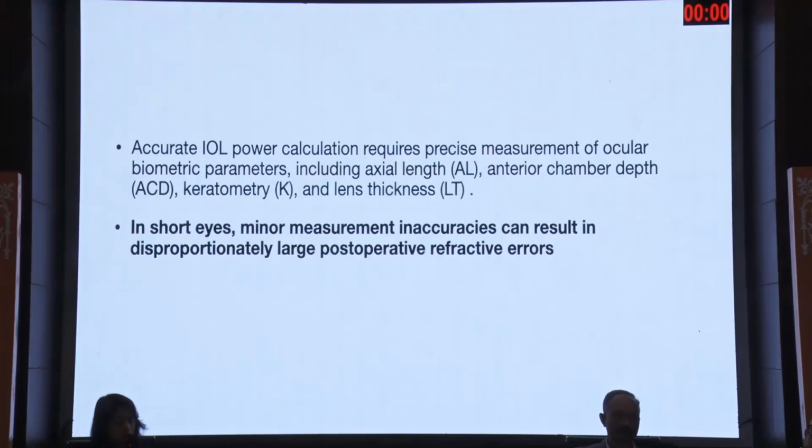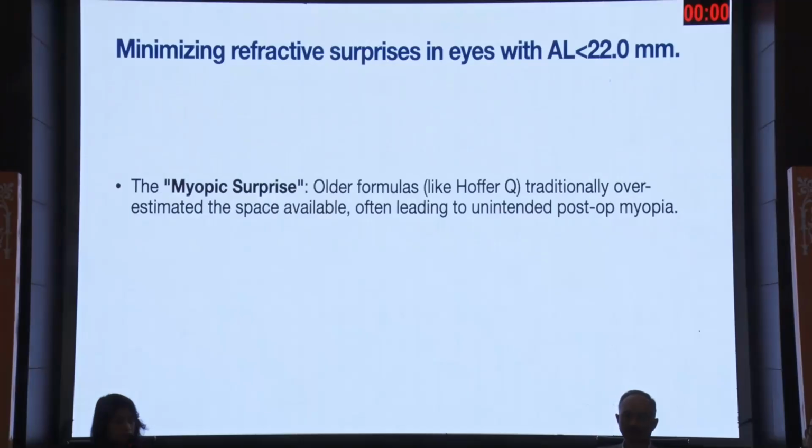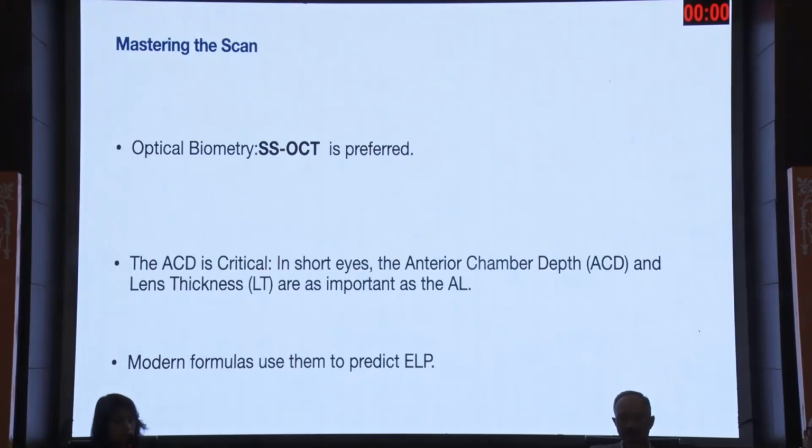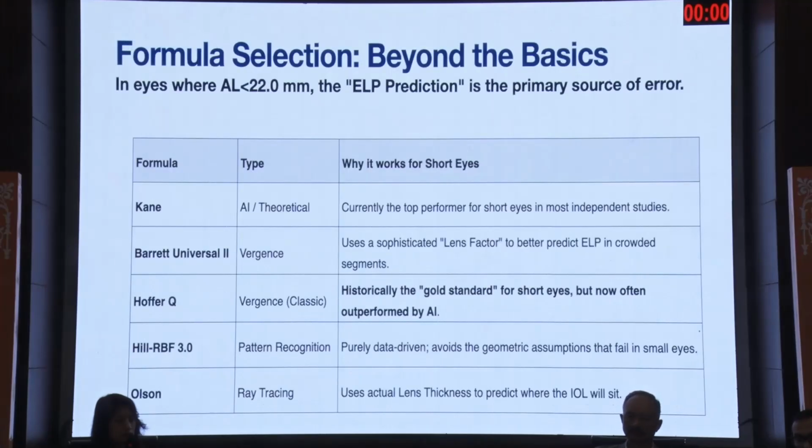So how to minimize these refractive errors in axial length less than 22 millimeters, the myopic surprises? Older formulas like Hoffer-Q traditionally overestimate the space available, often leading to unintended post-op myopia. Then again, SWEPT-source OCT is preferred. The ACD is very critical in these short eyes, and also in modern formulas, because these modern formulas use this ACD to predict the ELP. So formulas are like the Kane formula, Barrett Universal 2.